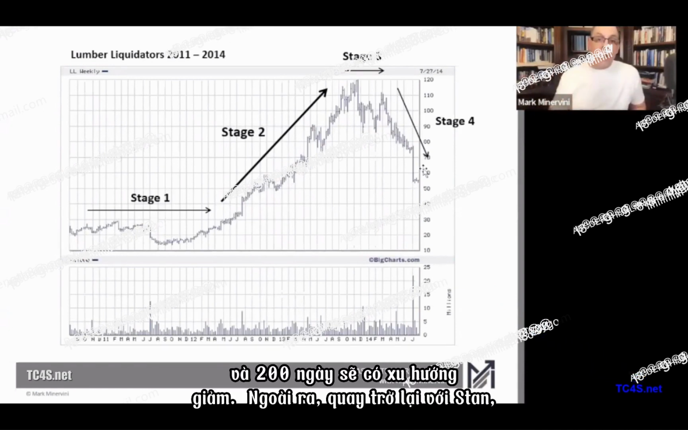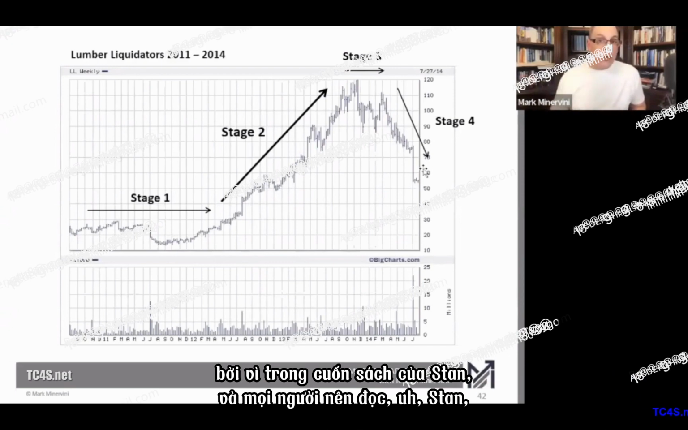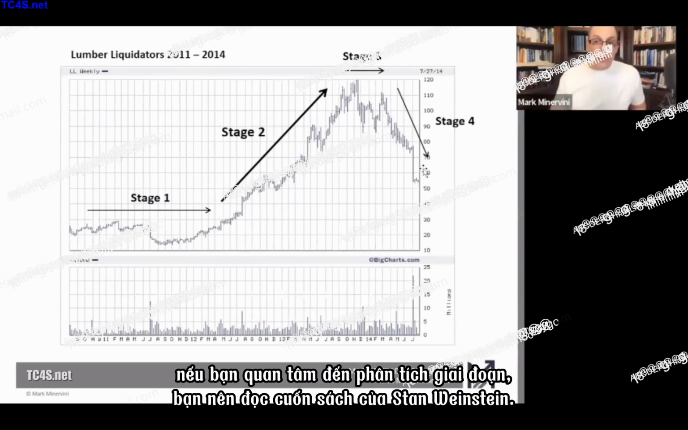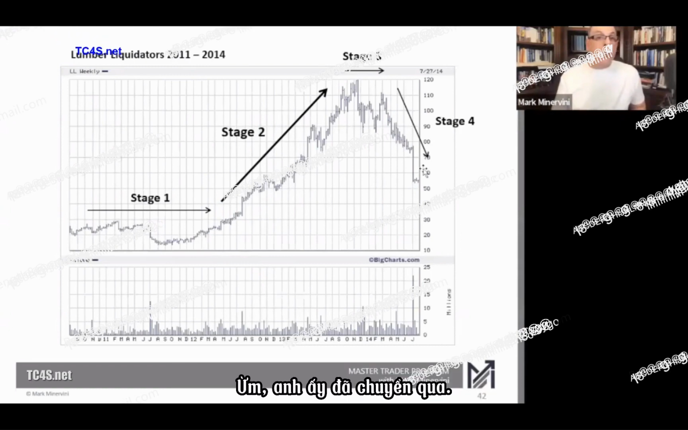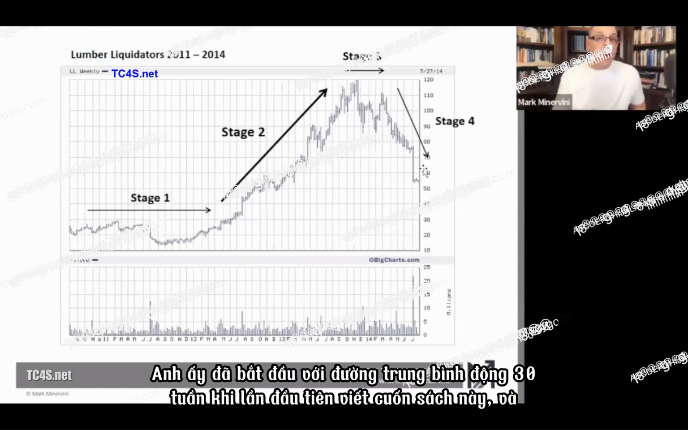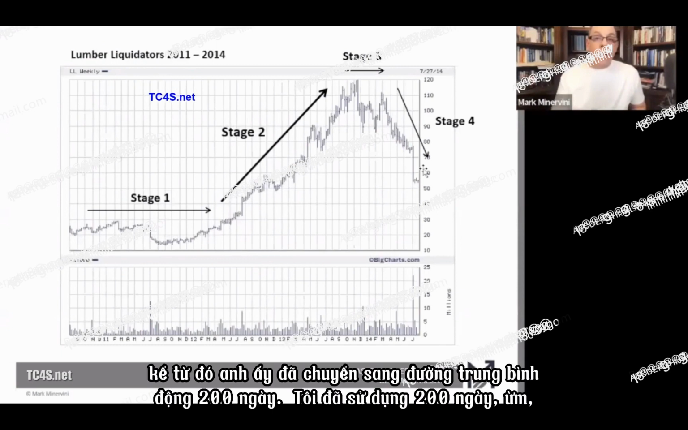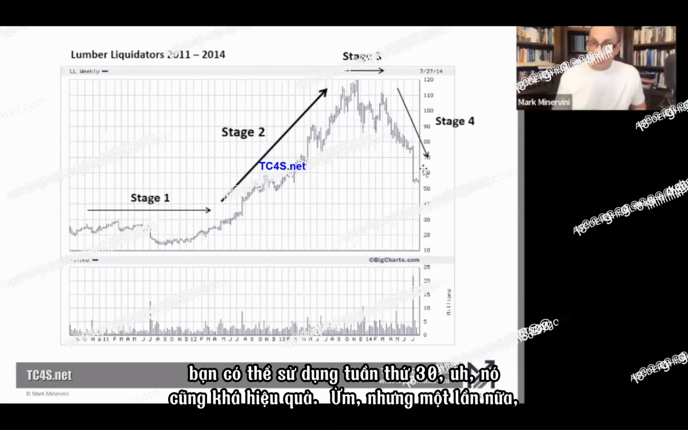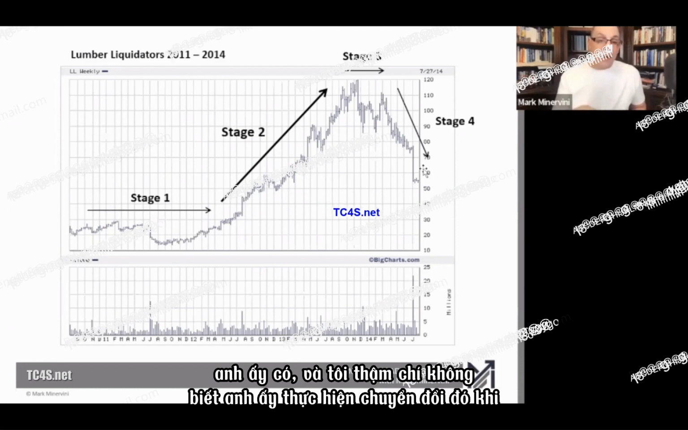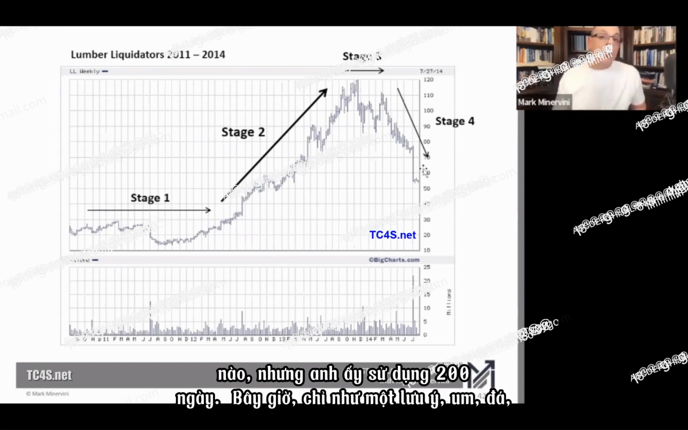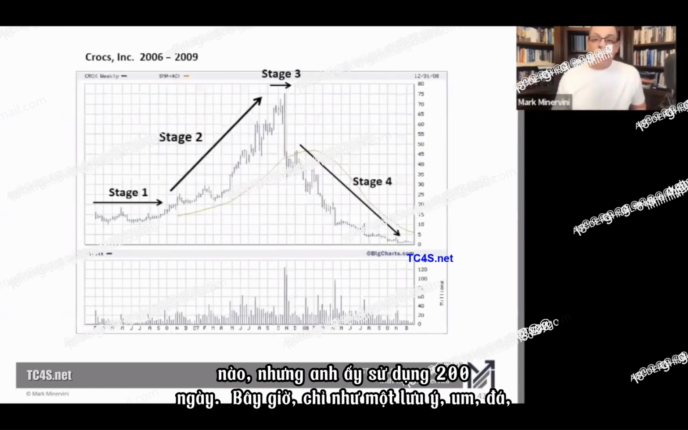Also, going back to Stan, because in Stan's book, and everybody should read Stan, if you're interested in stage analysis, you should read Stan Weinstein's book. He started with the 30-week moving average when he first wrote the book, and he has since switched over to the 200-day. I use the 200-day. You can use the 30-week. It's pretty effective as well. But again, I don't even know when he made that switch, but he does use the 200-day now, just as a note.